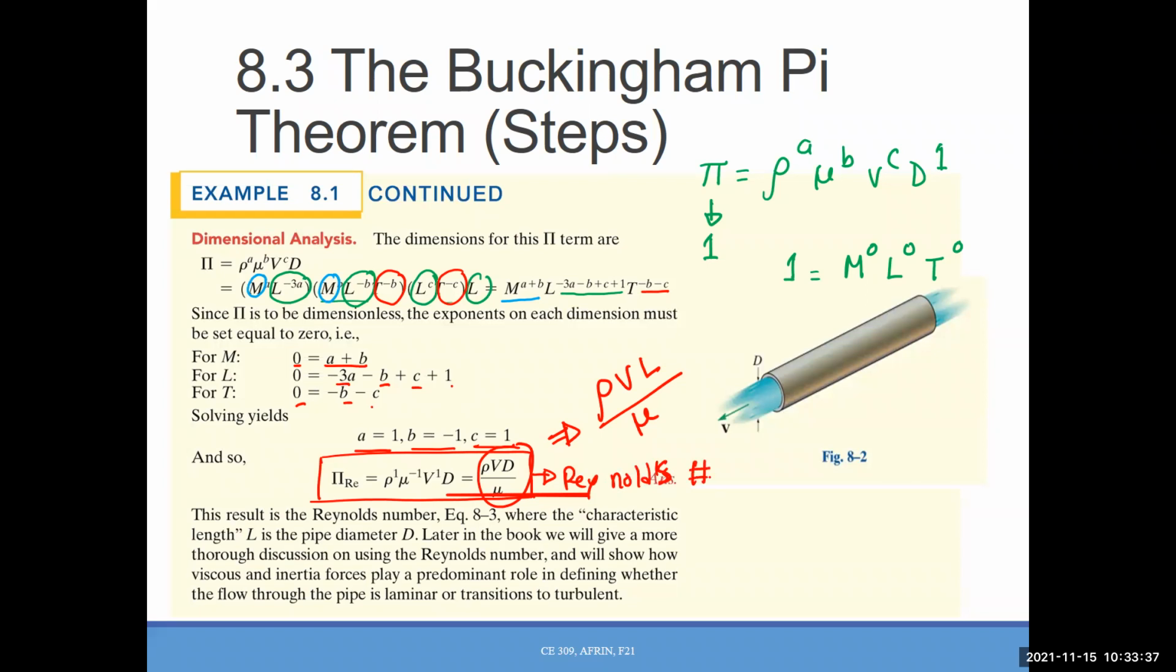Now we started with 4 different parameters and you came up with just one number, and you can do 10 experiments with 10 different Reynolds numbers. You don't need to think about different length, viscosity, density, or something like that. Okay.